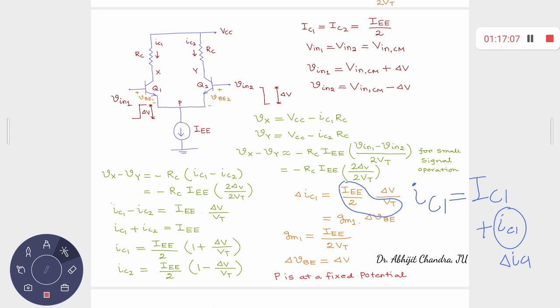We have observed that delta IC1 is equal to GM multiplied with delta V. But I know that it should be GM times delta VBE. To ensure that these two equations are the same, this delta V must be equal to delta VBE. What is delta VBE? That change. Because of this change, I find that this change and the change over there are the same, keeping the voltage at point P constant.